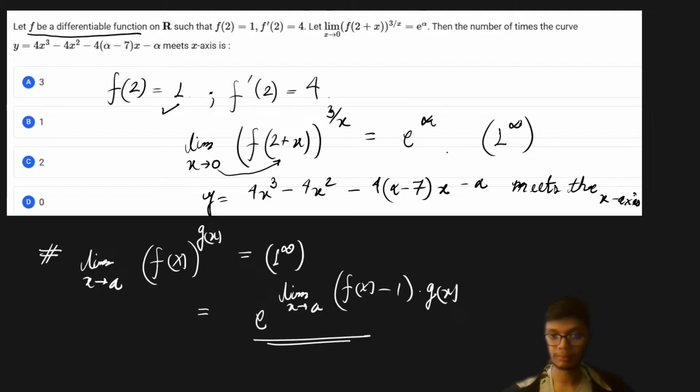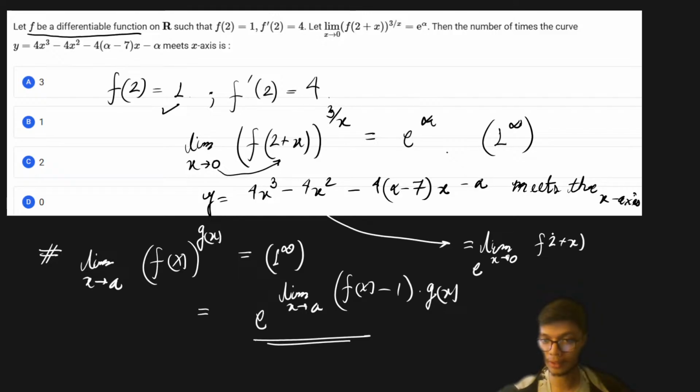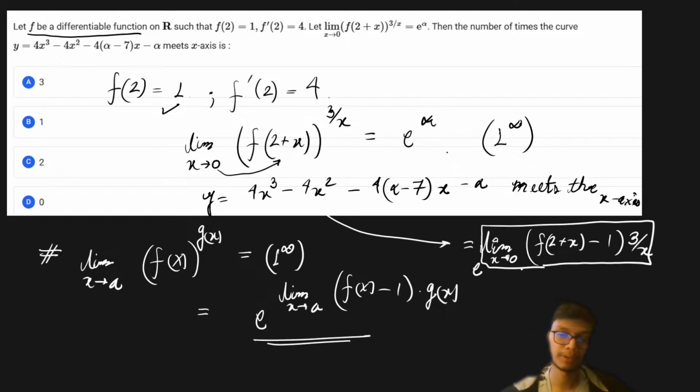So let us see how we can proceed with this problem. If we look at this function and apply the same thing, I can write it as e to the power limit x tending towards 0 of (f of 2 plus x minus 1) whole multiplied with 3 by x. Now if I look at this limit in the power, or the index, it is a 0 by 0 form.